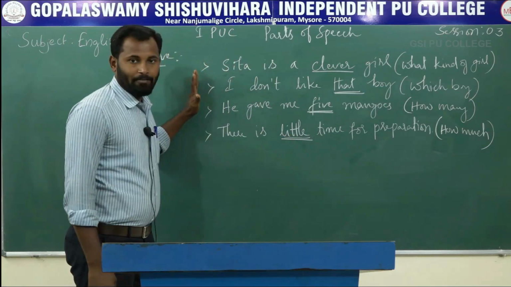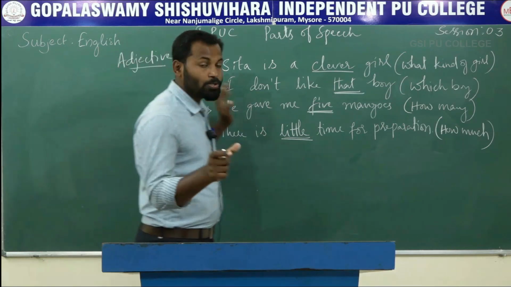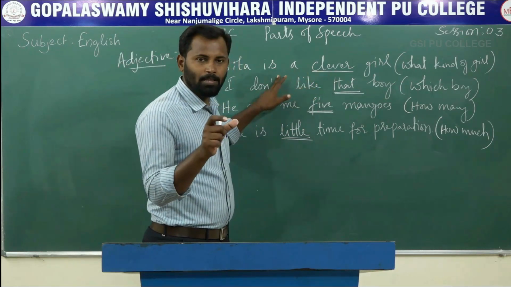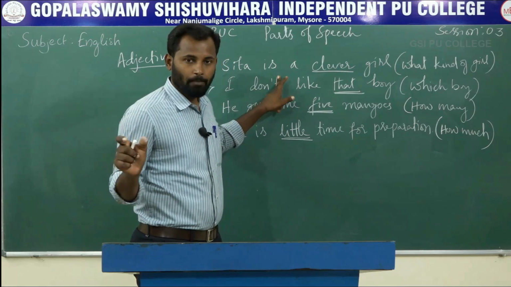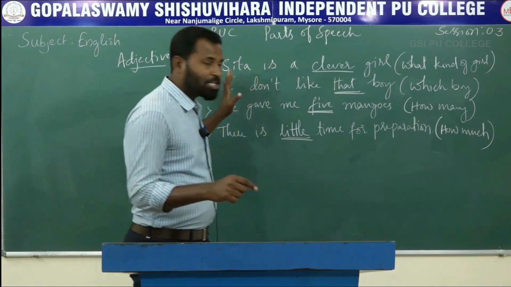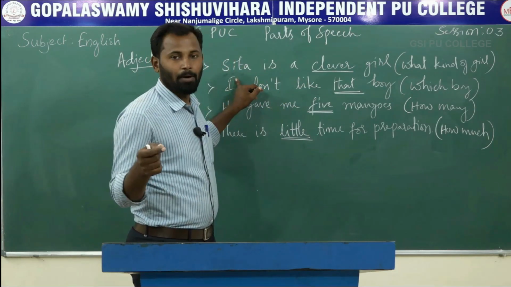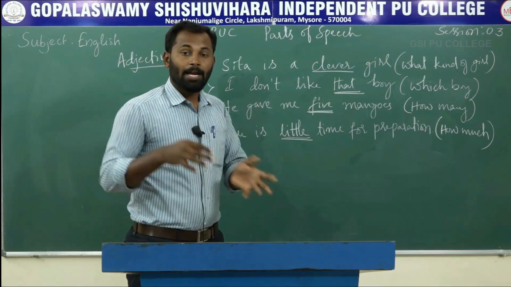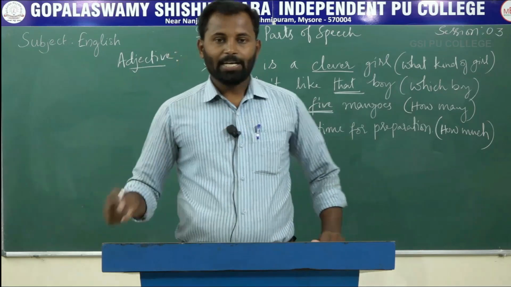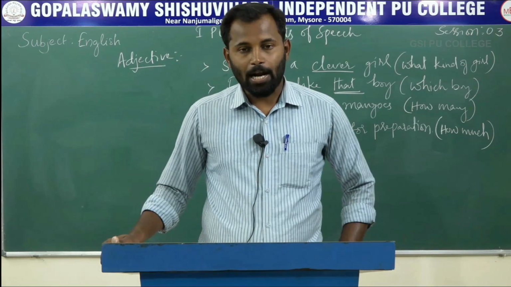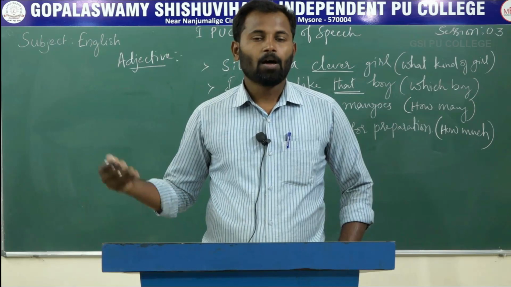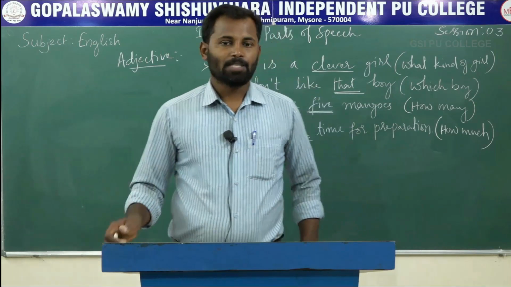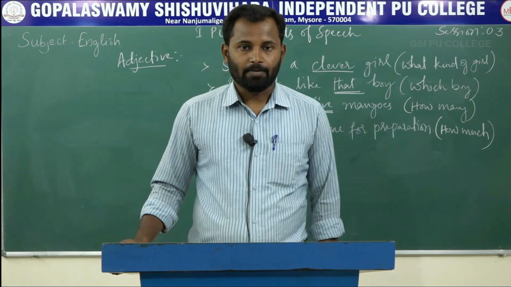So an adjective is a word used to describe a person, place or thing. Many a time an adjective also tells the number. It is also used to tell the number, quantity and the quality. So an adjective is a word used to describe a person, place or an animal. Let us now see the types of adjectives.